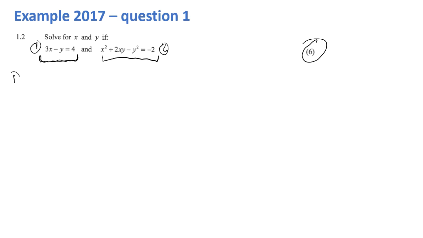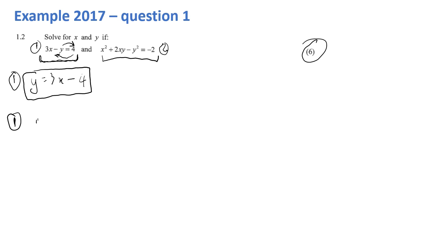From 1, I will say that y equals 3x minus 4. So I take that y over there and bring this x over here, so I get y equals 3x minus 4, and that I can keep as 1. And so I'll say 1 into 2. I'll get x squared plus 2x.